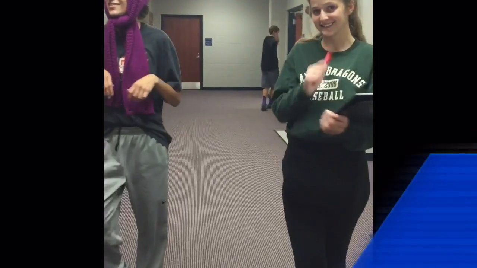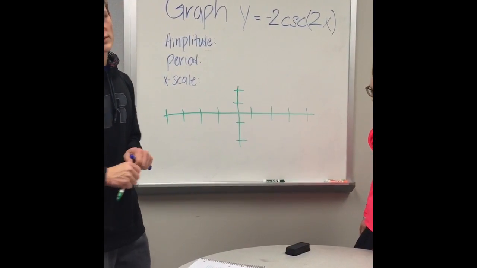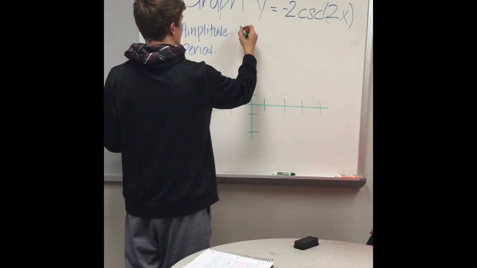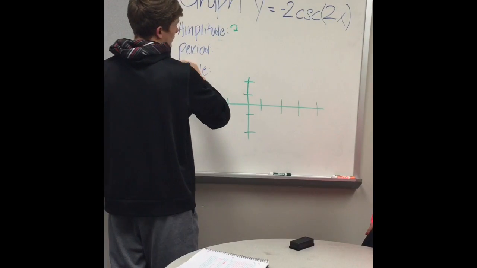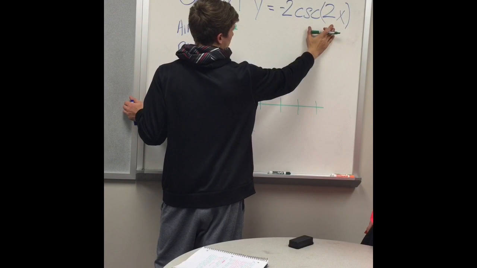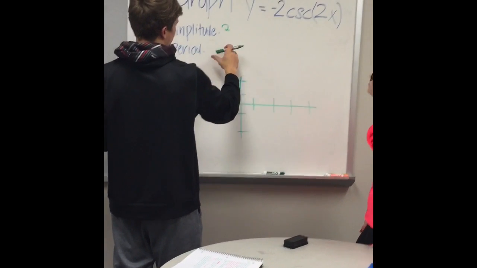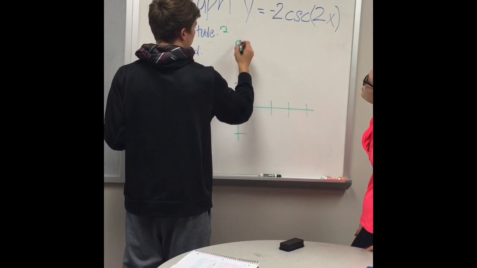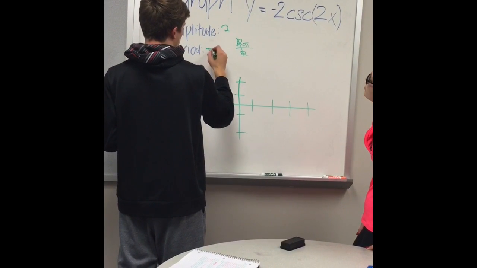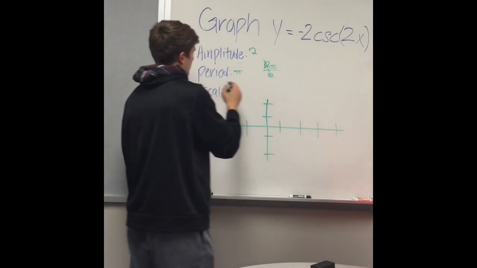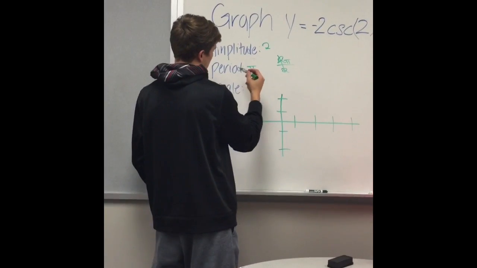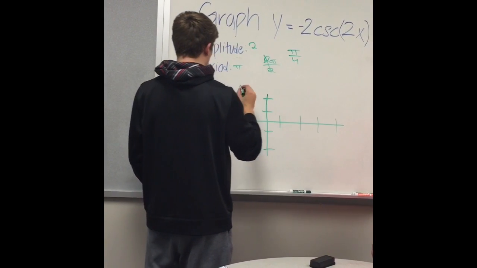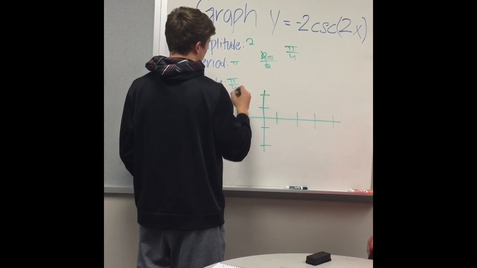Back to you, Lisa. Alright, now we have to graph a cosecant function. To find the amplitude, you have to take the absolute value of the number in front, so 2. To find the period, you have to set what is inside the parentheses underneath 2 pi. And then the 2's will cancel, leaving you with just pi. And then to find the x scale, you have to take the period and divide that by 4. So pi over 4. And that'll be your x scale and what you count by.